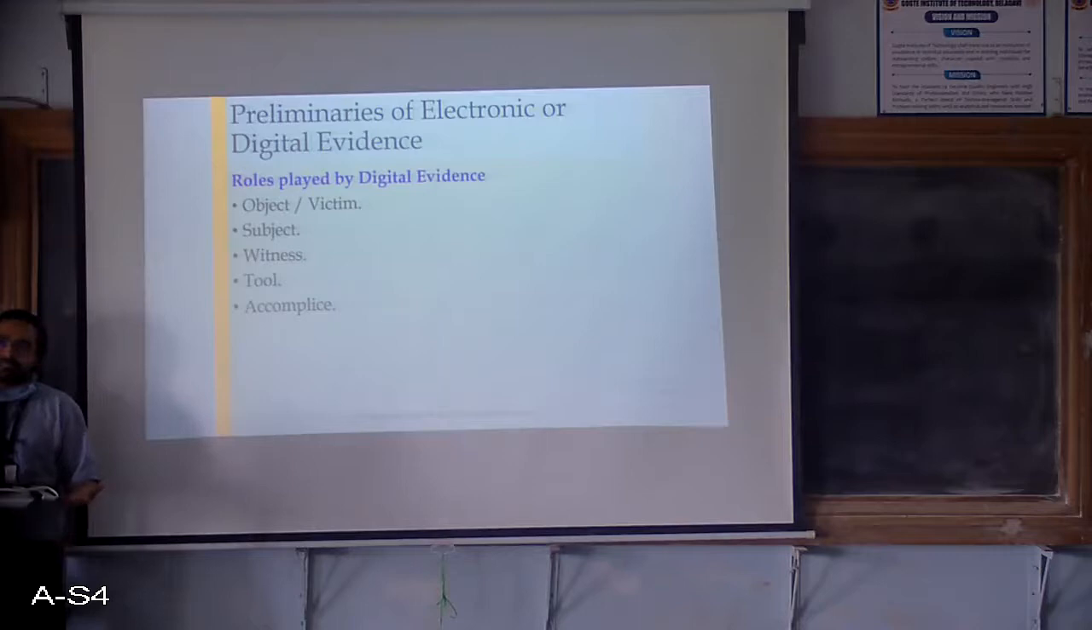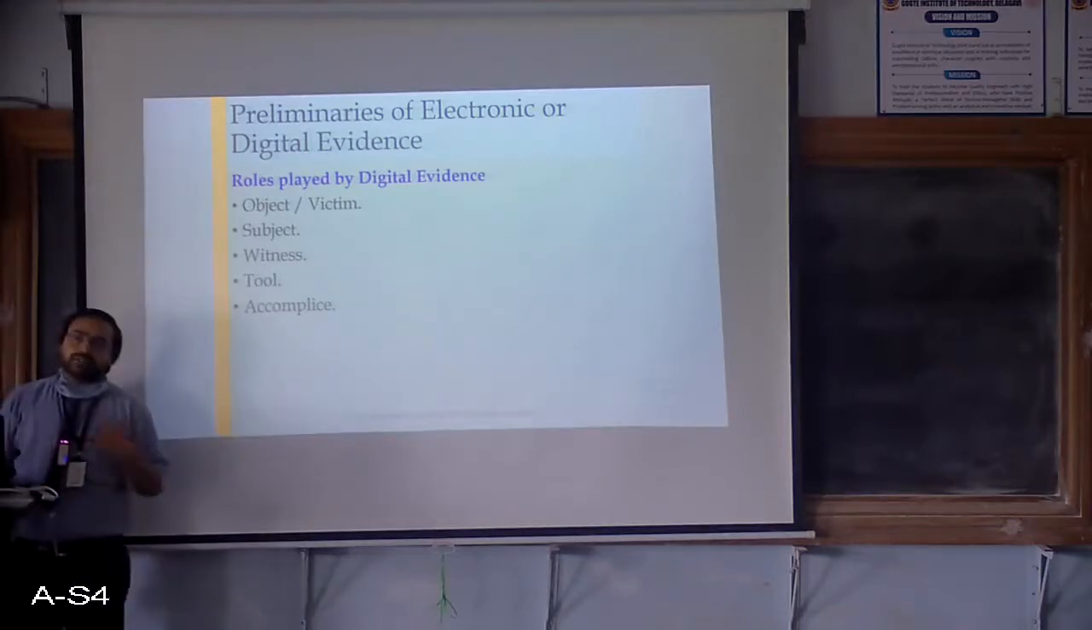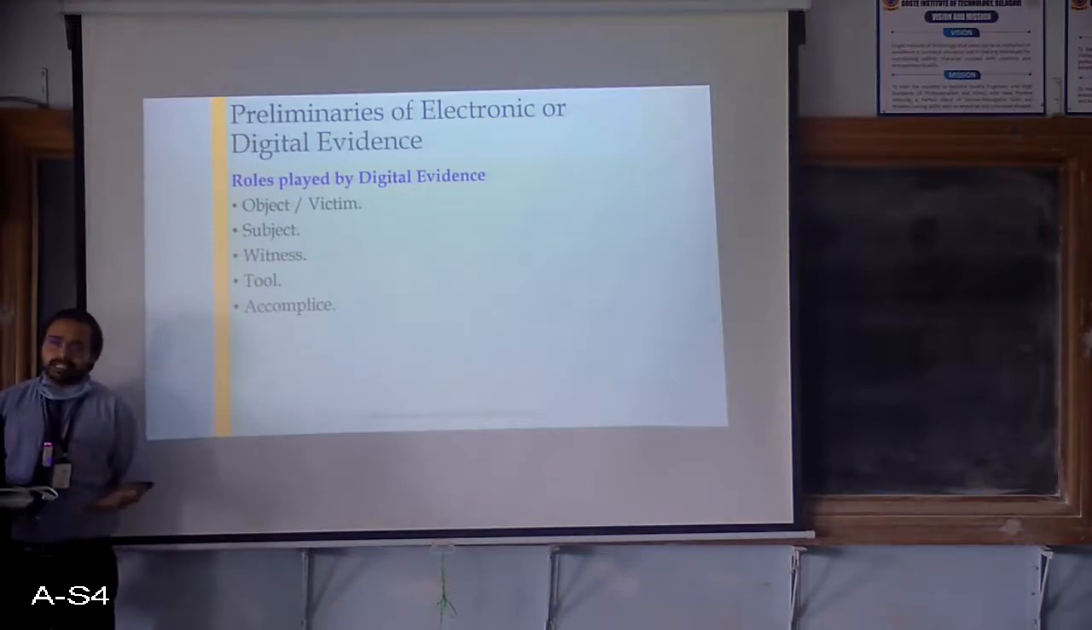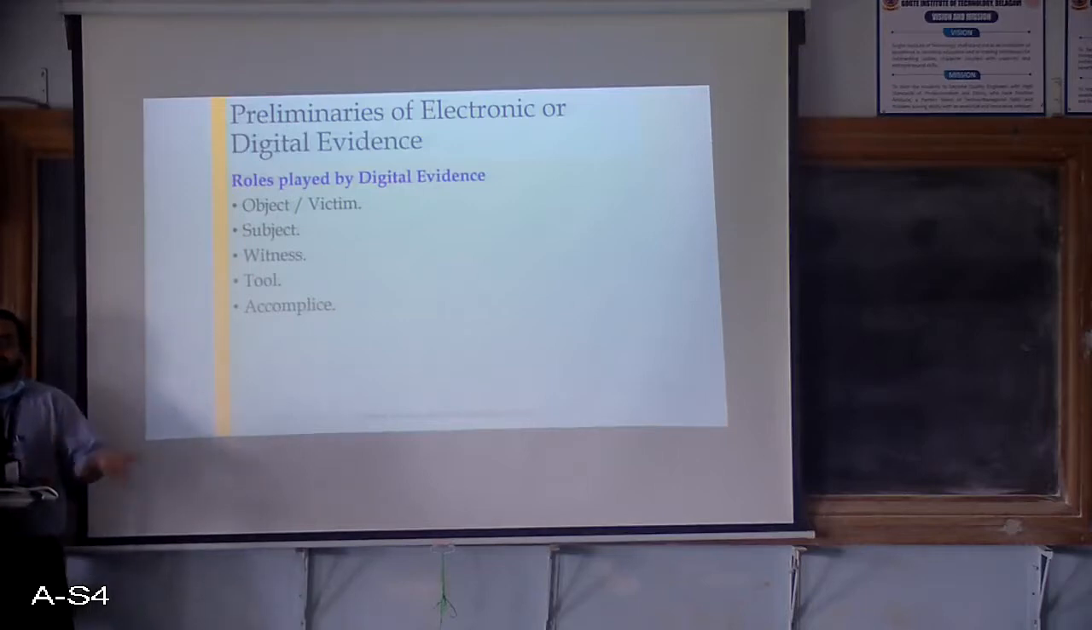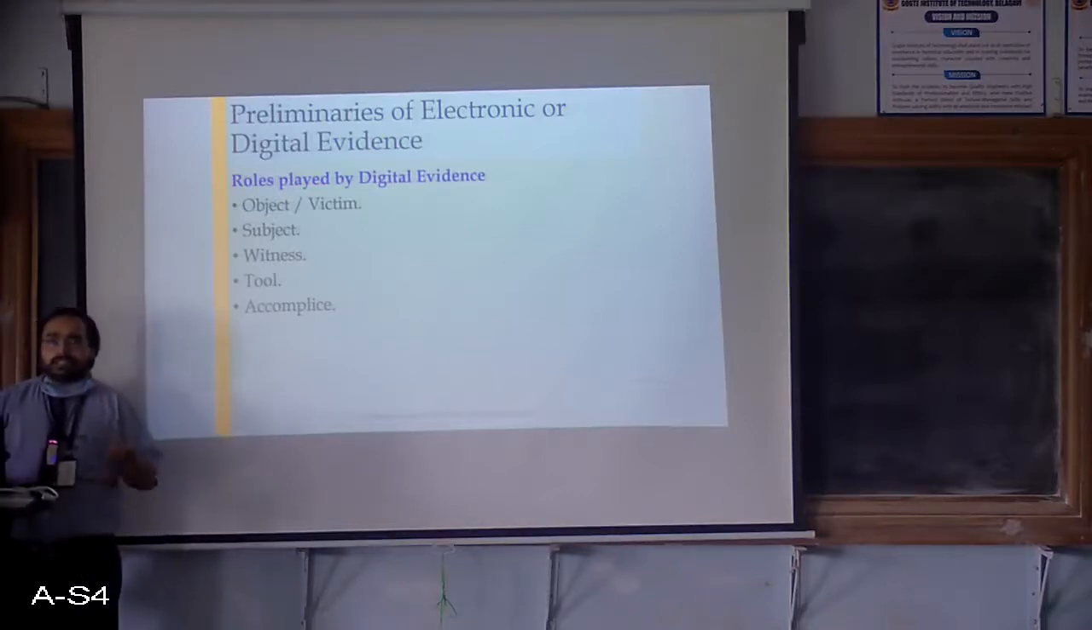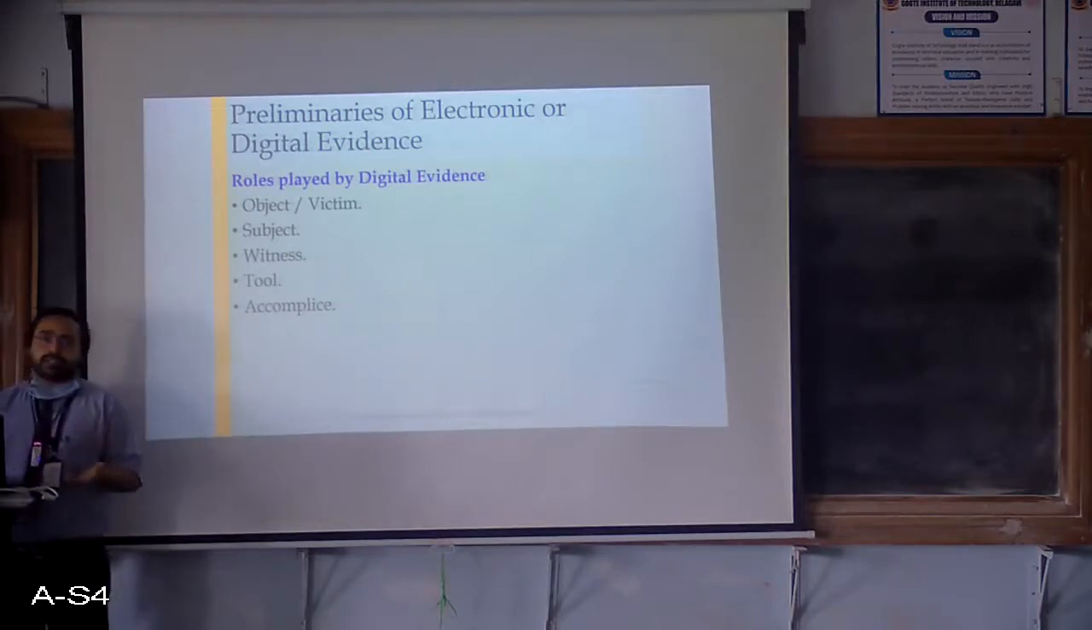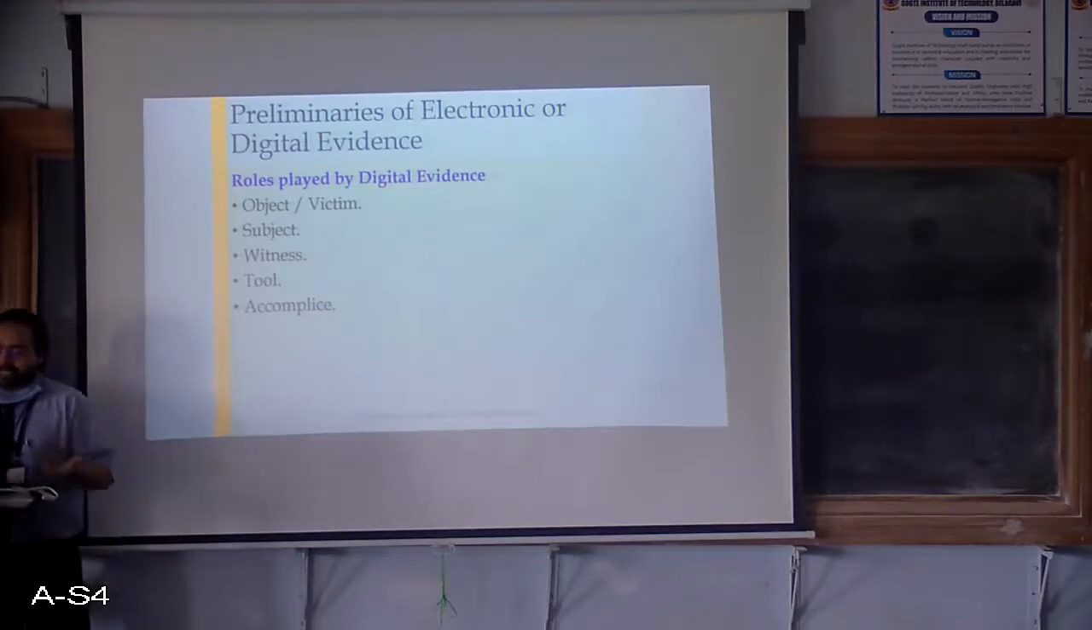Let's say, for example, there are some websites using which you can send fake emails, and when you send fake emails, it appears that the mail has come from a genuine source. Now, that website can be a tool here to perform a crime, basically to spread misinformation. If you are spreading some rumors through WhatsApp, then your mobile phone becomes a tool to commit a crime.